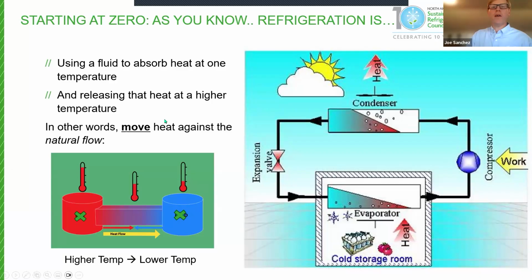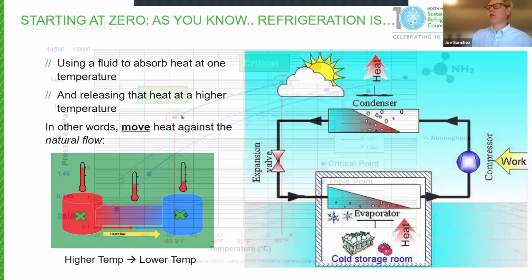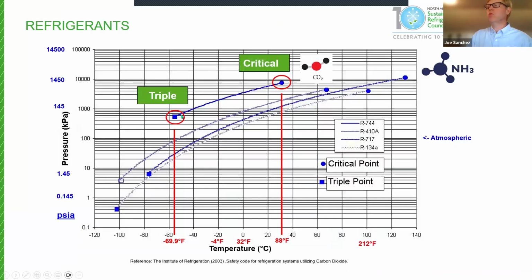Okay, so we know we have a cycle, then we need something to move this heat, and for that we use a refrigerant. So just to put into perspective, CO2 and ammonia are, of course, great refrigerants, and I've got 410A and 134A also here as reference. This is showing pressure on the y-axis and temperature on the x-axis, and these are the saturated temperature curves of the refrigerants.